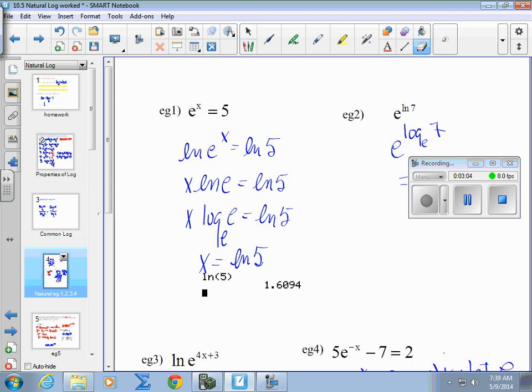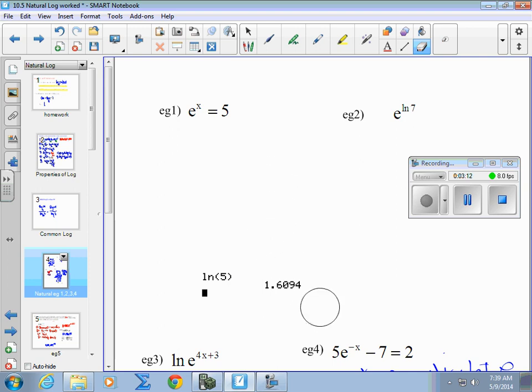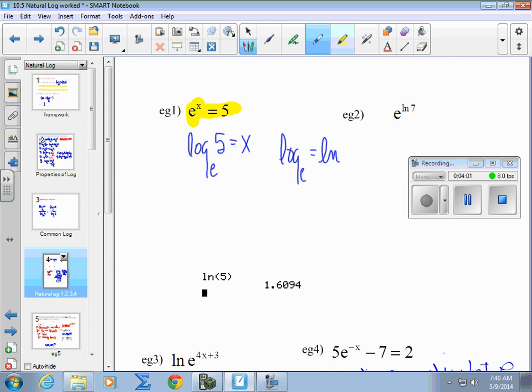So when we talk about these problems, I'll wait till y'all get them on your paper. You'll notice here I have e raised to x is equal to 5. That's an exponential function. It's not a logarithmic function. But the base is e. So if you were to write it in logarithmic form, you would say log base e of 5 is equal to x. But remember that log base e is equal to ln. So you would see this written as ln of 5 is equal to x.